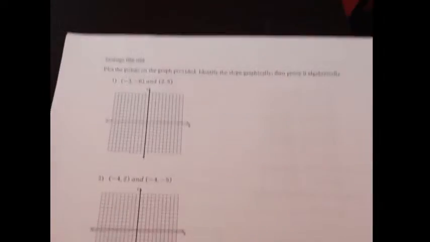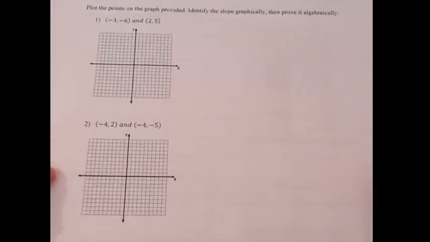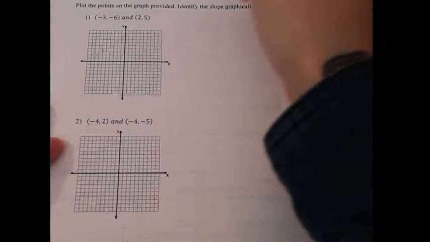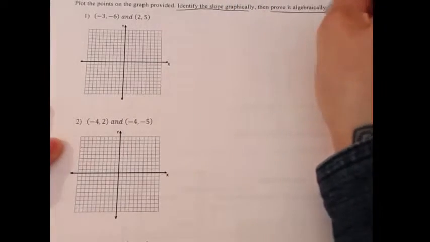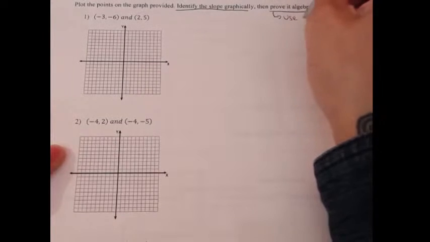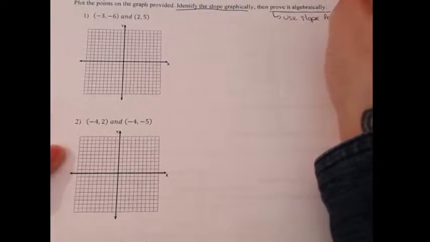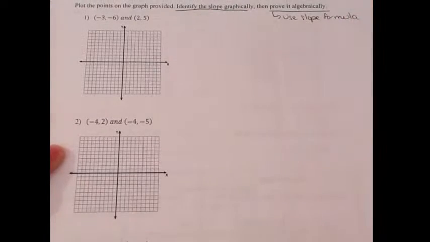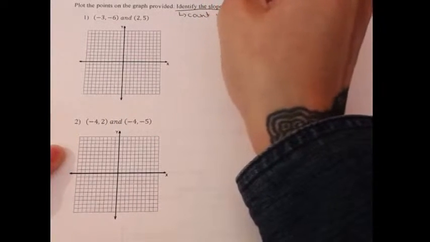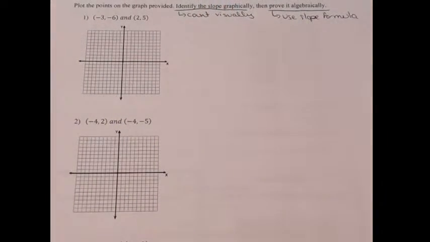Okay, let's look at number 1. Number 1 says, plot the points on the graph provided, identify the slope graphically, then prove it algebraically. So we're going to do both of these things. When we say prove it algebraically, we mean use the slope formula. When we say identify the slope graphically, we mean count visually, right? We look at the graph and then we make a count. Do we rise over run? Do we fall over run?